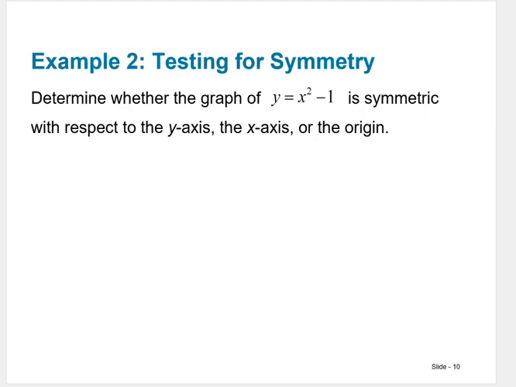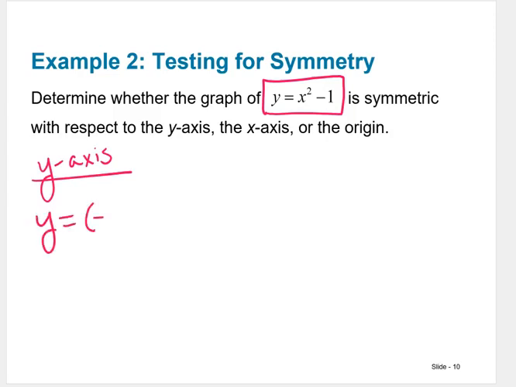All right, so here's our graph, right? This is our equation for our graph, and we're going to check each of those different types of symmetry. So let's start with the y-axis. Remember, if we're doing y-axis symmetry, we're just going to plug in negative x anywhere we see an x. So where there's an x, I'm going to put a negative x. Now, if we clean it up, do we get exactly the same equation?